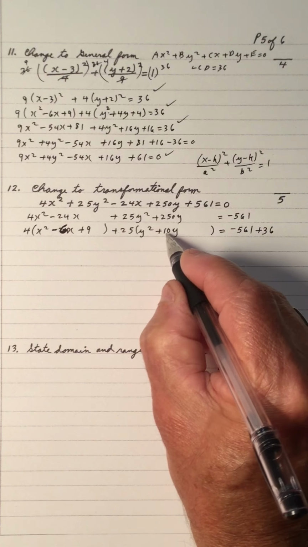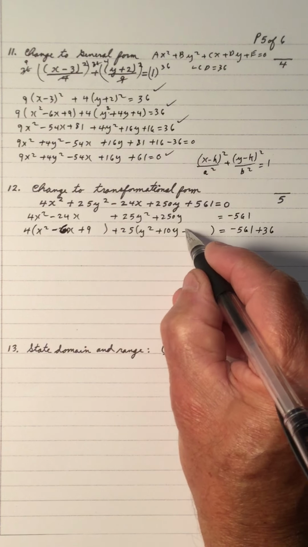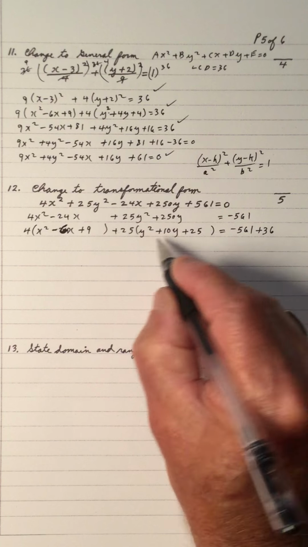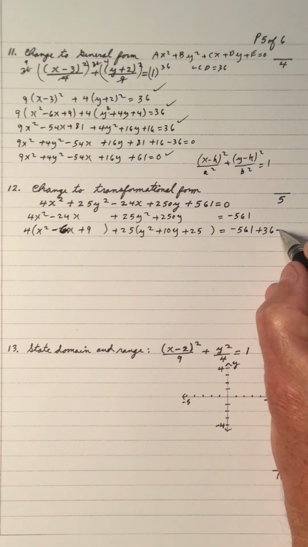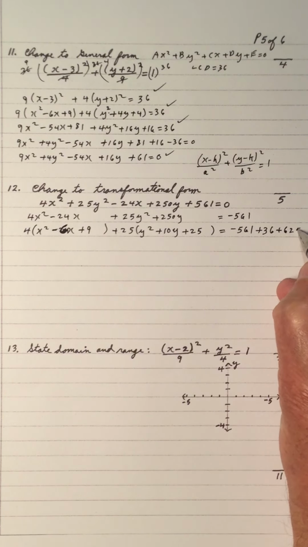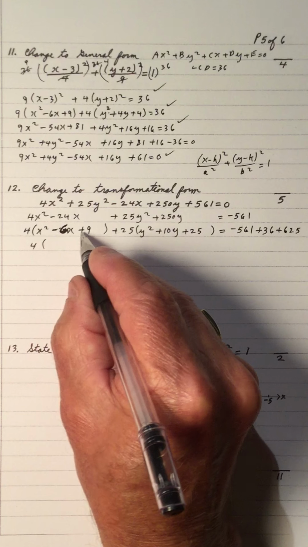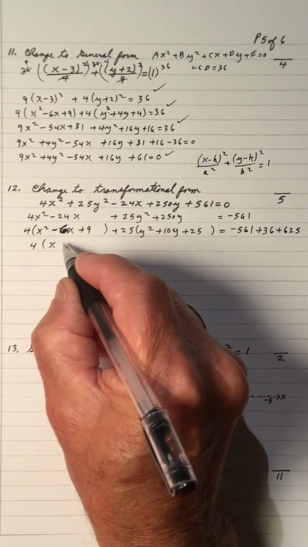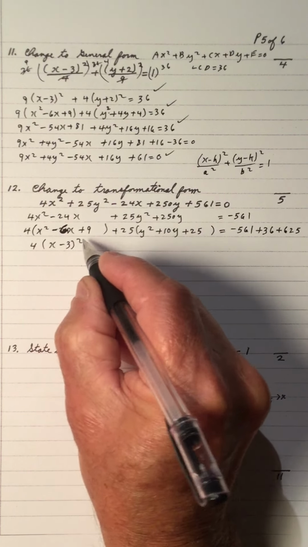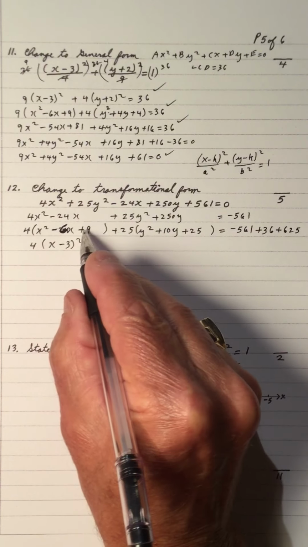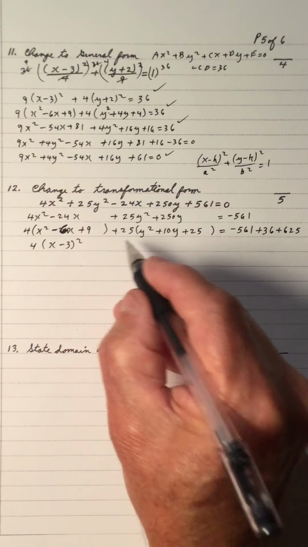get 36. Right here, I get a half of 10 is 5. 5 squared is 25. To complete the square, 25 times 25 is 625. And as a result, I have 4. This is a perfect square trinomial, so the factorization is x minus 3 squared, because I completed the square, half of negative 6 is negative 3.